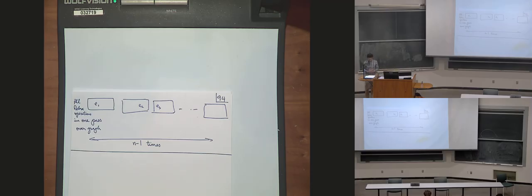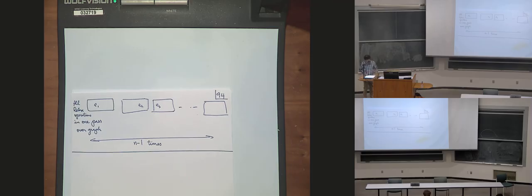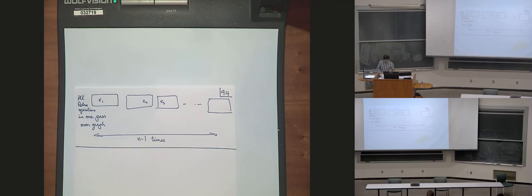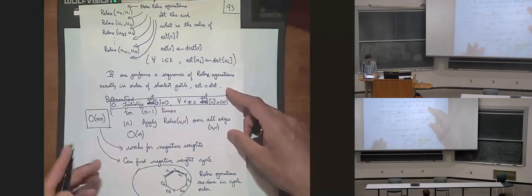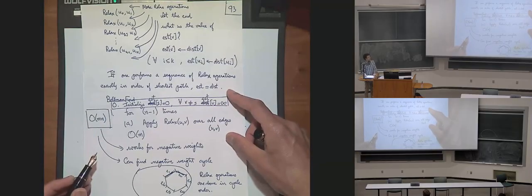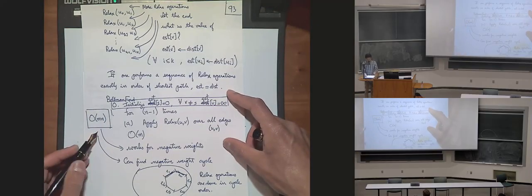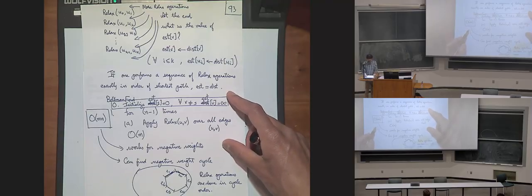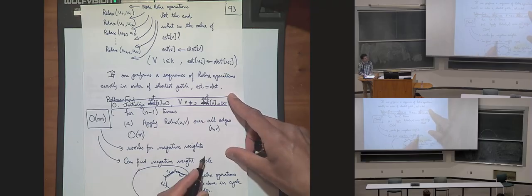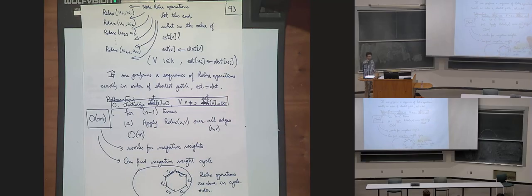Okay, so let's continue. We just talked about this simple Bellman-Ford algorithm. Bellman-Ford runs in O of mn time, so it's quadratic time, and it works when there are negative weights. And I said it can also find a negative weight cycle. So I'll give you a hint as to how to do it.